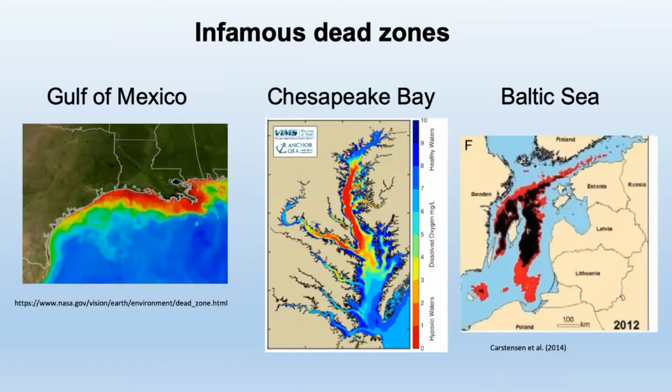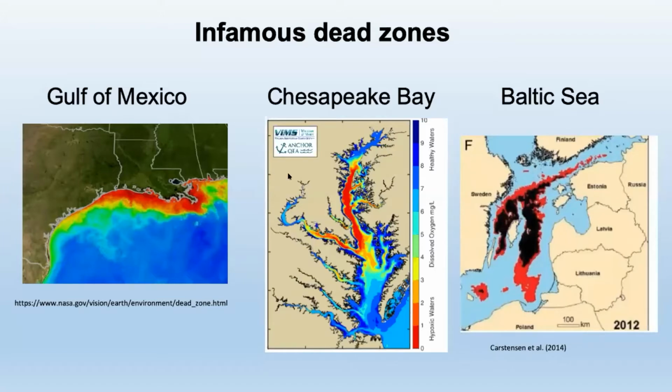So there are some famous and infamous dead zones. Perhaps you've heard about the Gulf of Mexico. It has a big problem every summer, probably starting right about now, just south of Louisiana. And this red here in the northern Gulf of Mexico is waters that have very low concentrations of oxygen, hypoxia. That dead zone comes about because of the Mississippi River bringing in all the nutrients from the Corn Belt in the Midwest down to the northern part of the Gulf of Mexico.